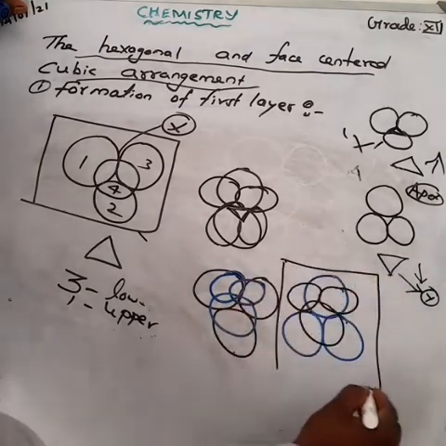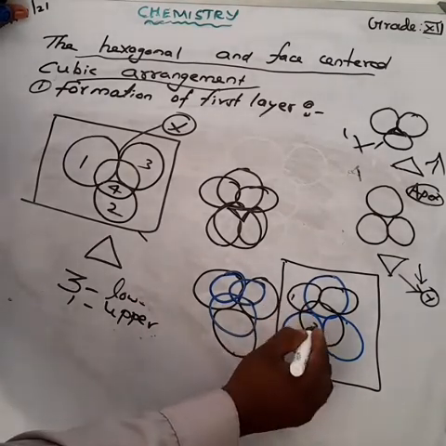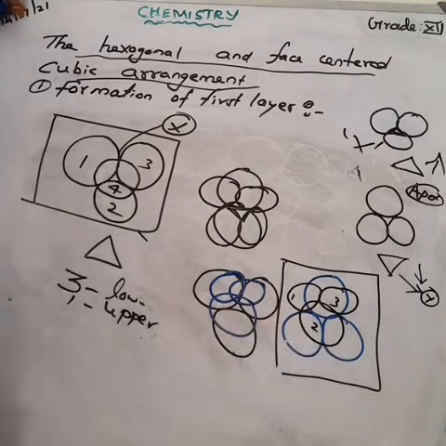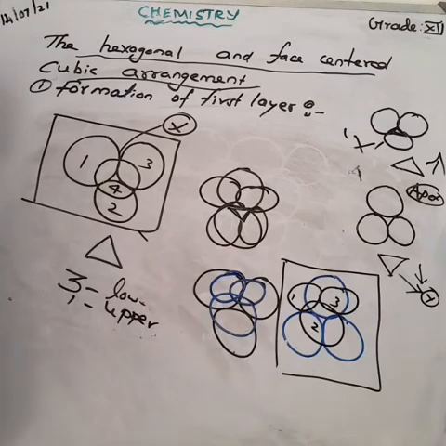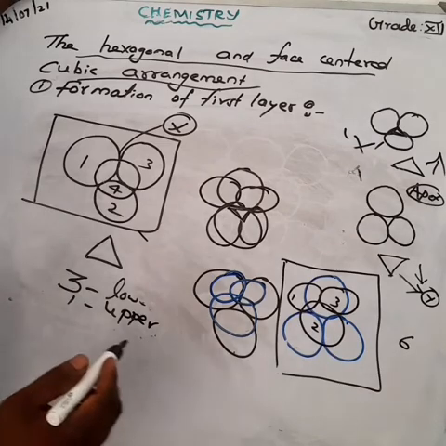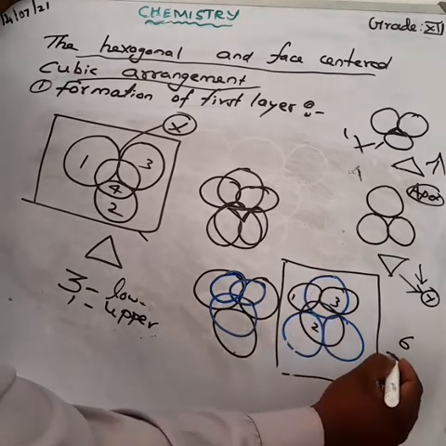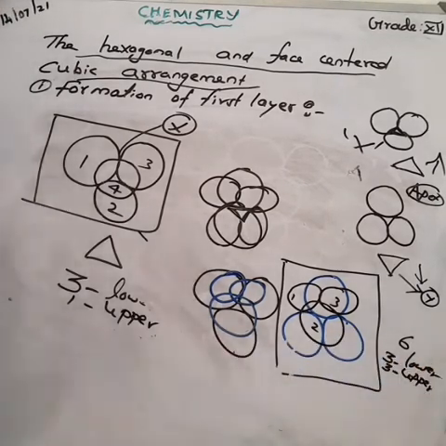This sphere, 1, 2, 3. Can you say how many spheres are here? That is the first layer 3, the second layer also 3. Am I right? So in total the constituent is 6 spheres. Out of these 6, 3 spheres are in the lower layer and 3 spheres in the upper layer. Total we get how many spheres? 6 spheres. When the centers of these 6 spheres are joined, we get an octahedron.